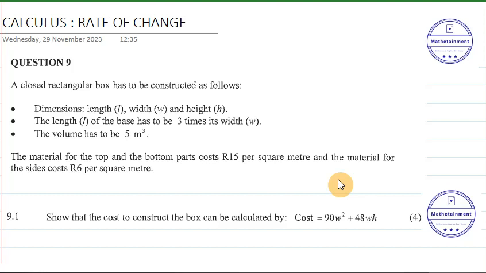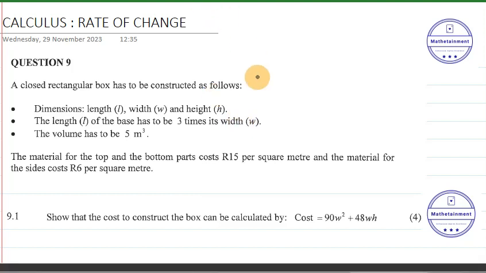Okay, today's session will be based on calculus. We are working with the rate of change. Here we have question 9. We are told that a closed rectangular box has to be constructed as follows. We have dimensions, which are length, width, and height, and we are told that the length of the base has to be 3 times its width.